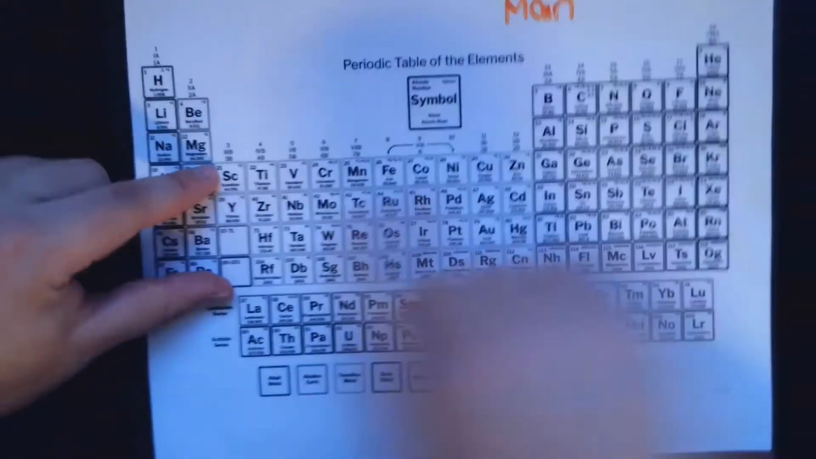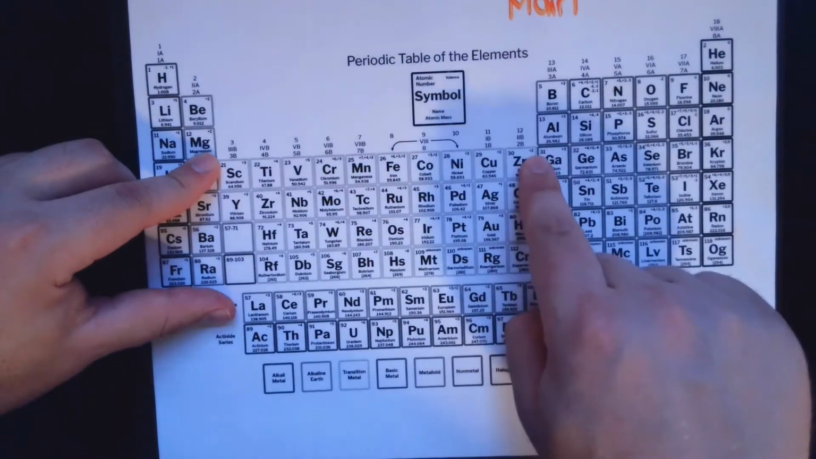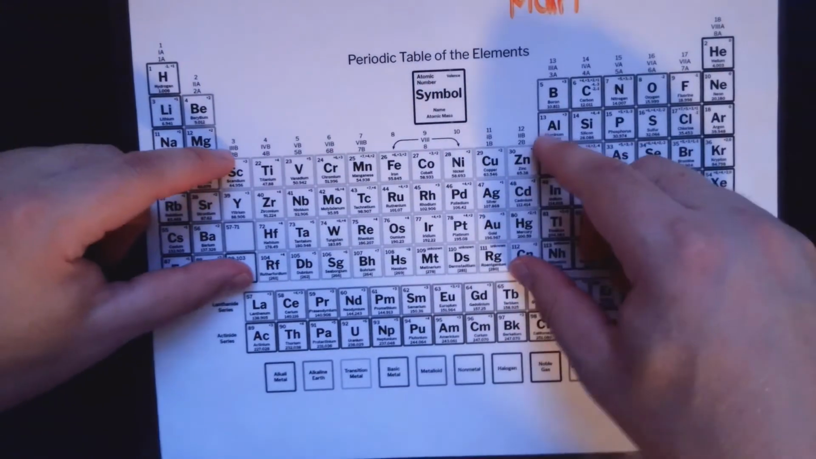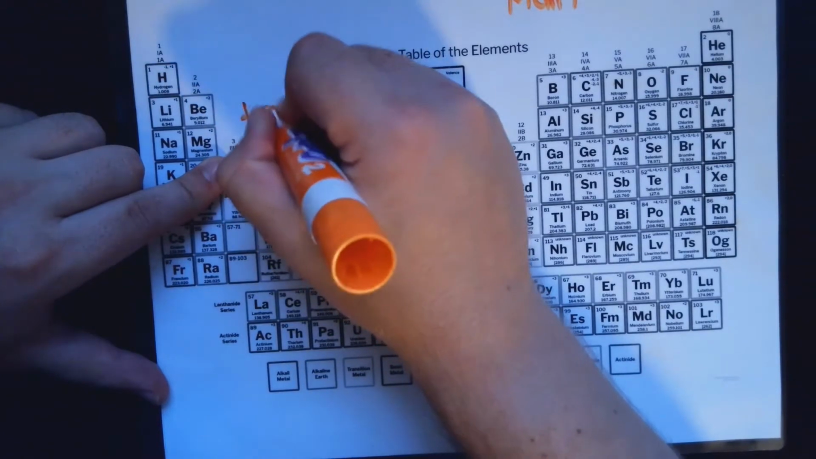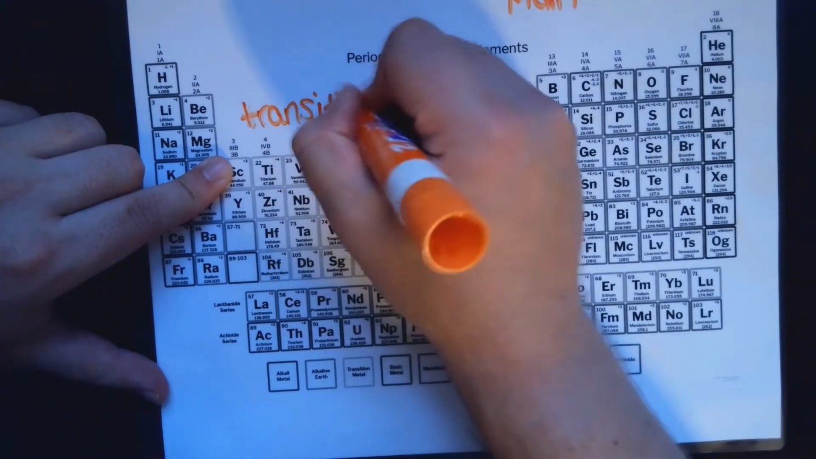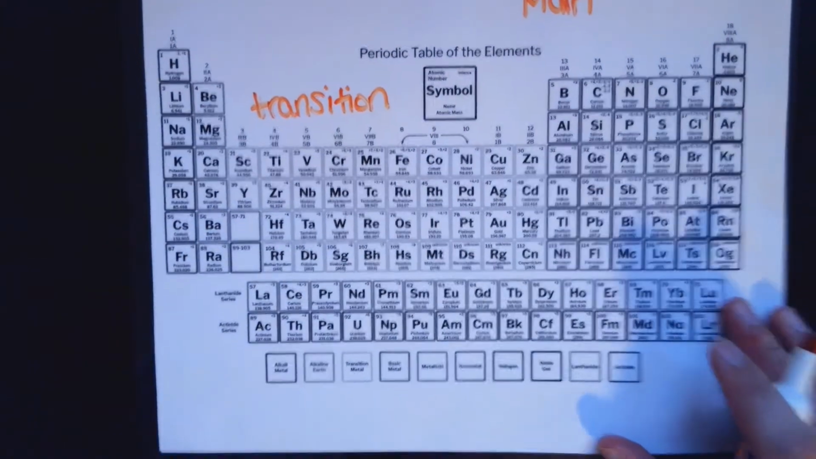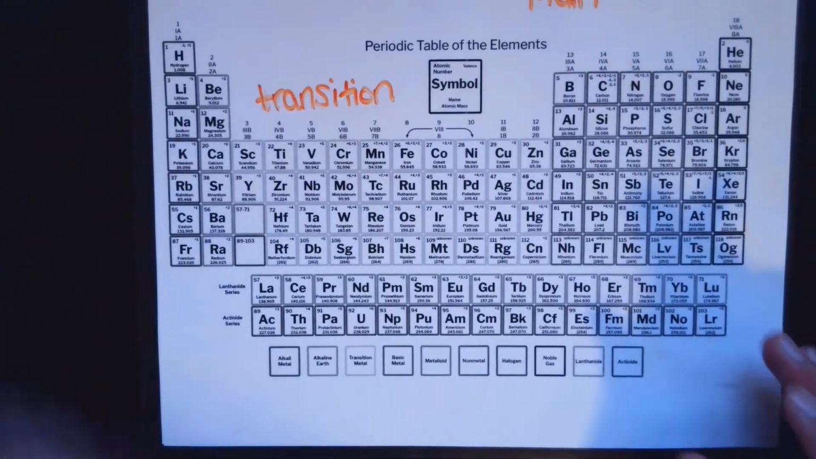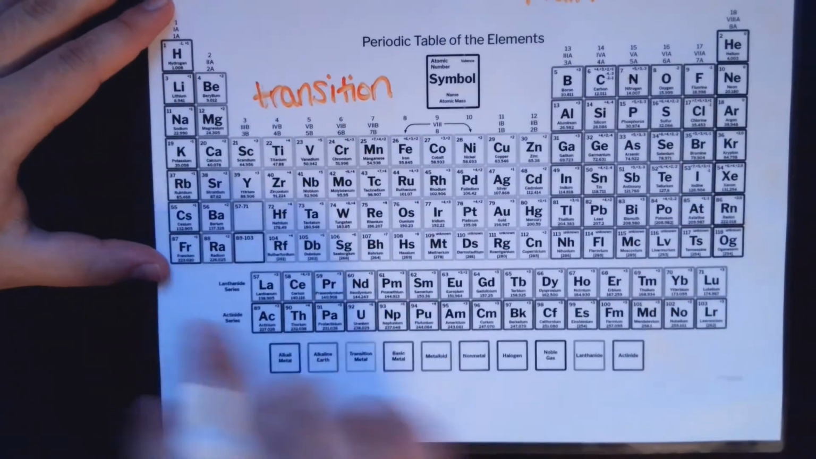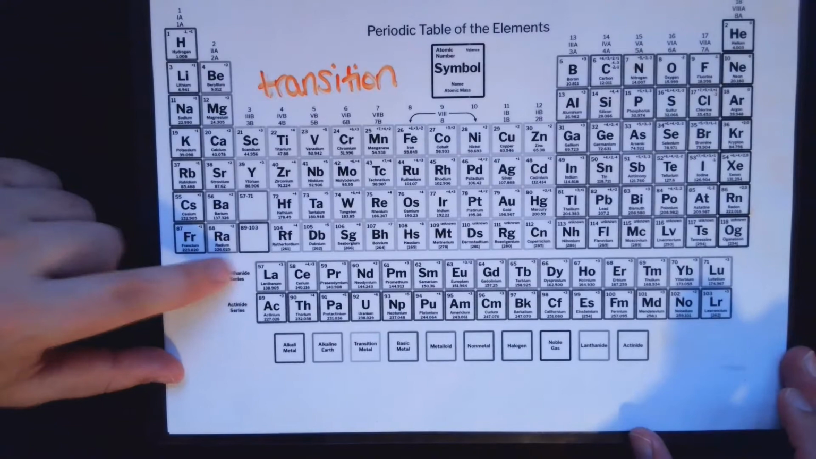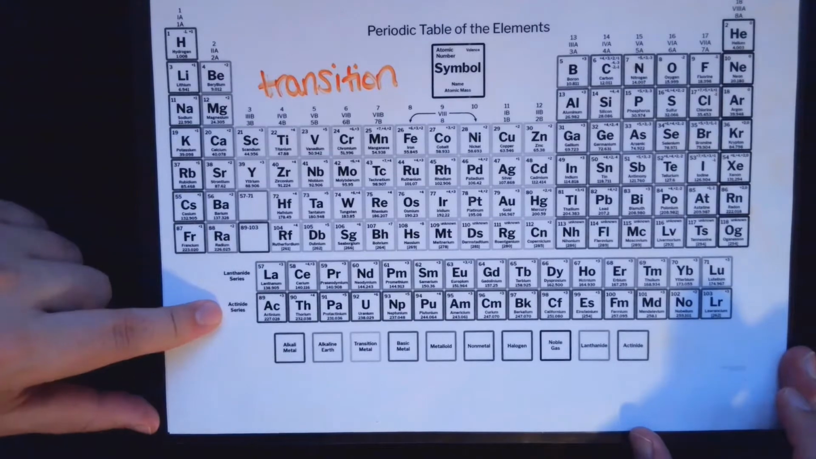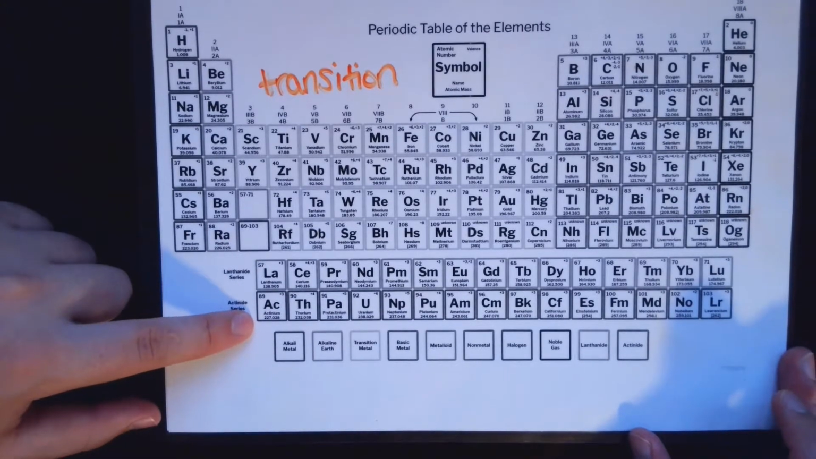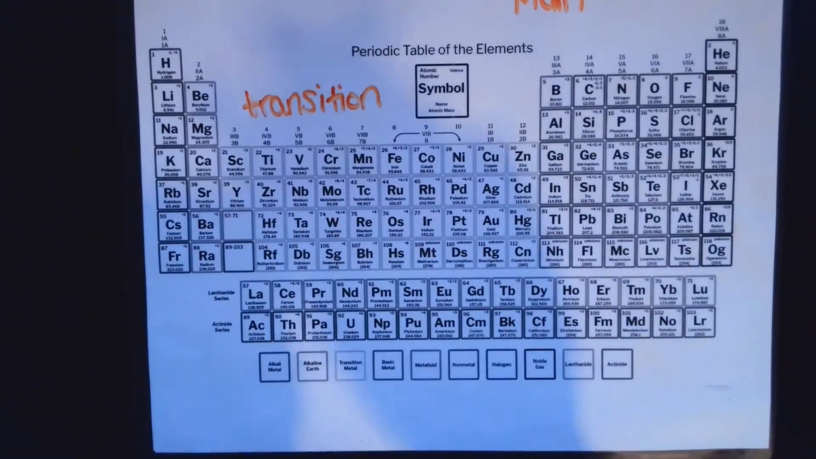This region in here that drops down and has the B abbreviation, 3B, 4B, and so on, these are transition elements. Transition elements have some special properties that you'll learn about very soon. Down here, this top row is called the lanthanide series, because lanthanum is the first element in that series. And this is the actinide series because actinium is the first element in that series. So that's one way to break it down: main group versus transition group elements.